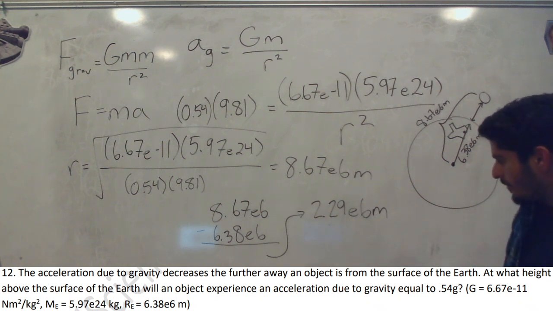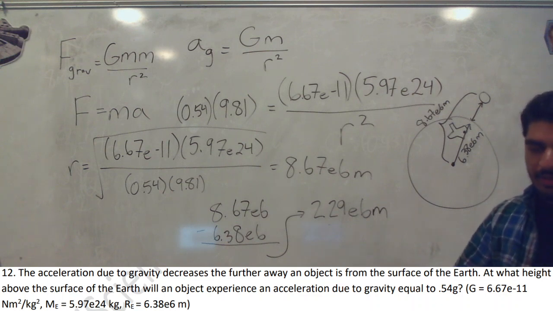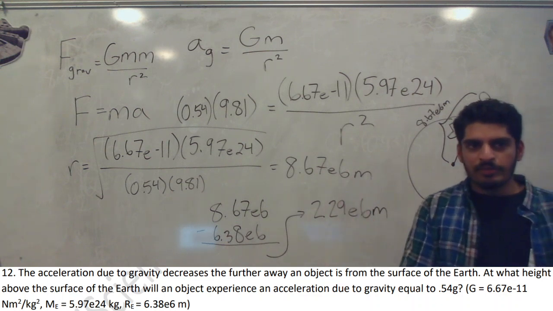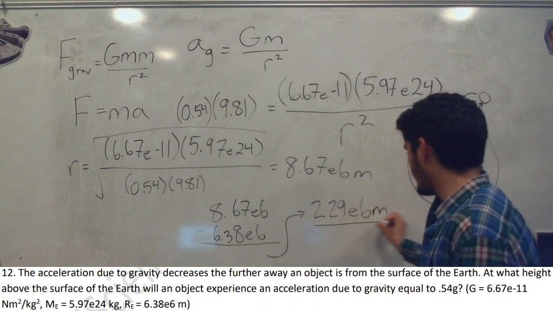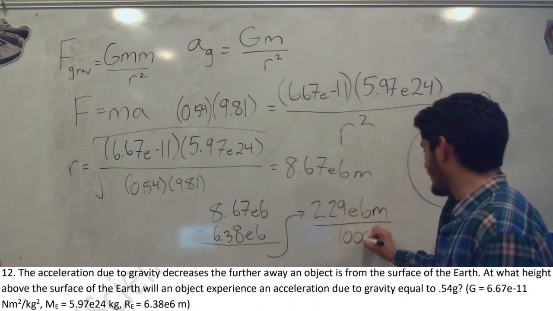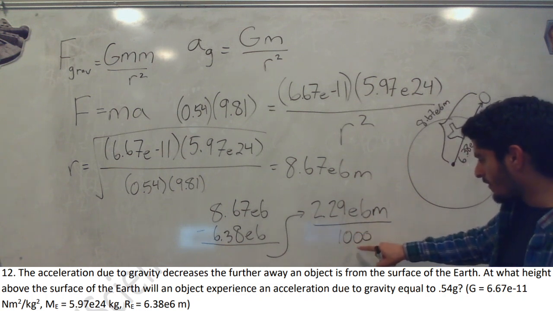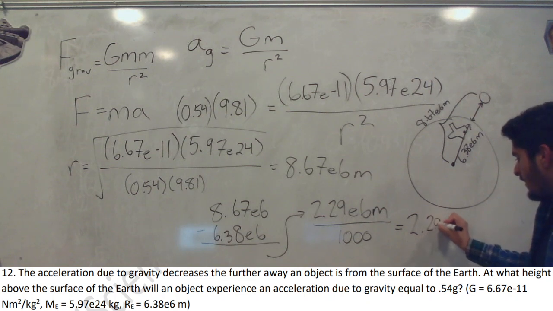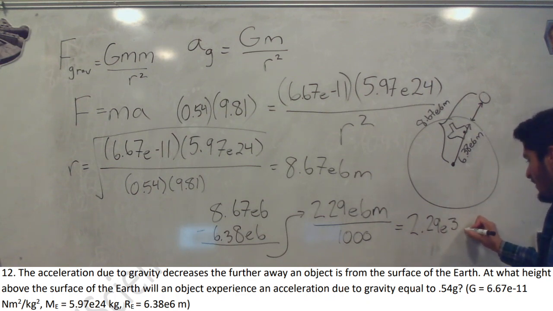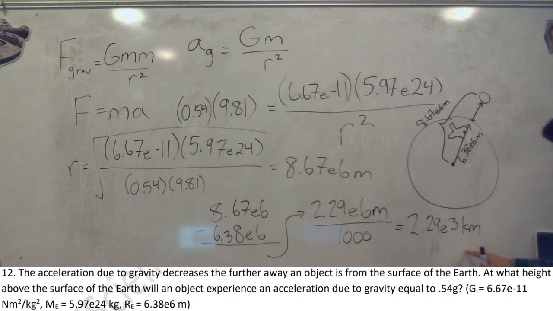kilometers. Well, meters into kilometers, hopefully by this point in the class you know that there are 1,000 meters in 1 kilometer. So we would just be dividing this by 1,000, which is dividing by 10 to the third, which essentially means we have 2.29 E3 kilometers. And if you put that in your calculator to get a full value, that should be about 2,300.